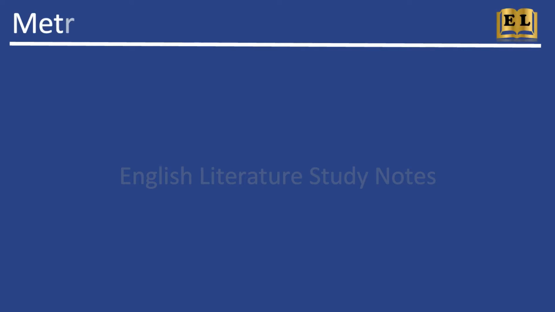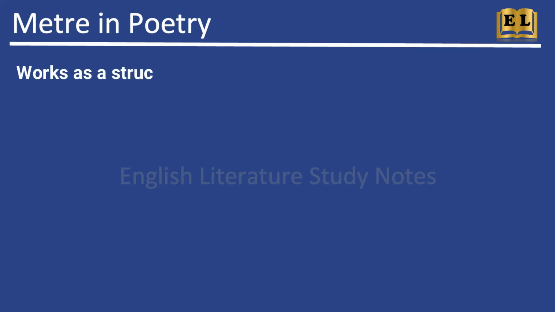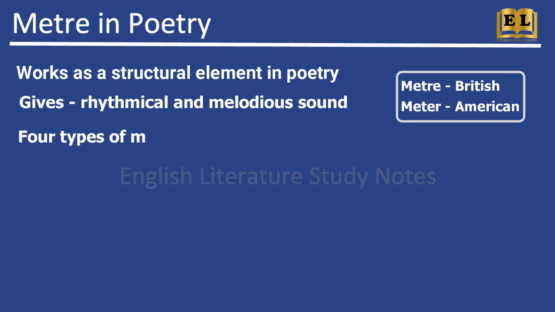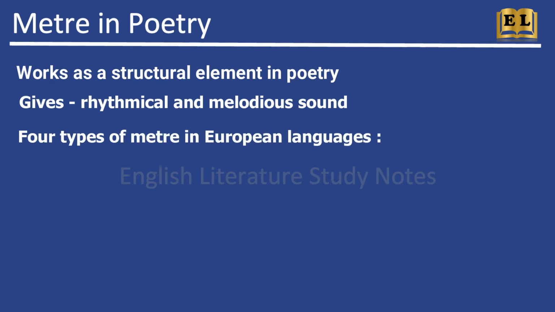Hi all, today's topic is meter in poetry. Meter is a literary device that works as a structural element in poetry. It gives poetry a rhythmical and melodious sound. There are four main types of meter in European languages.